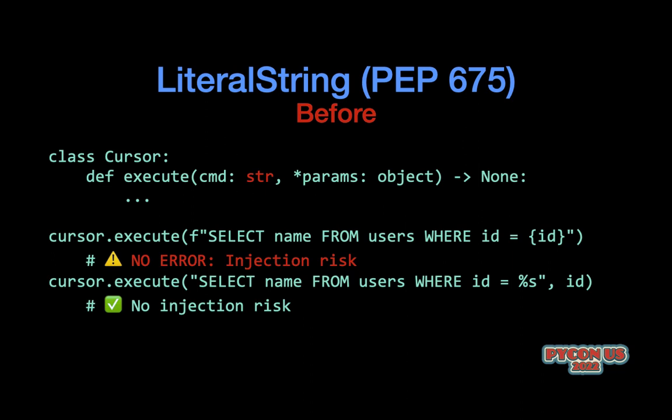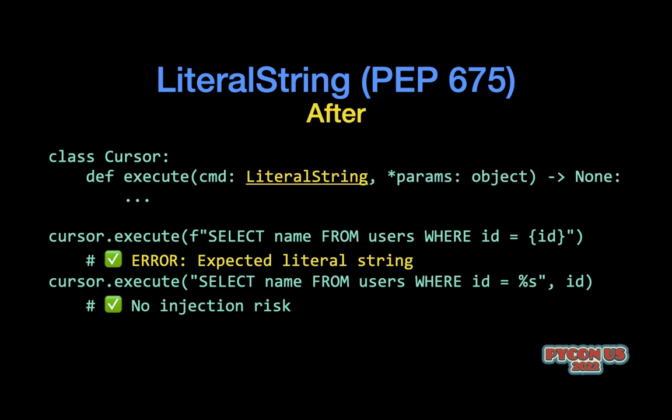Common cases are something that's running a SQL command, or as a second example I'll show you in a moment, writing a format string to a logging function. Right now there's no way to tell a type checker that the string you're passing in should be a literal. But with LiteralString, you can annotate that a literal should be passed in, and if you don't do that, a type checker will tell you that's no good.